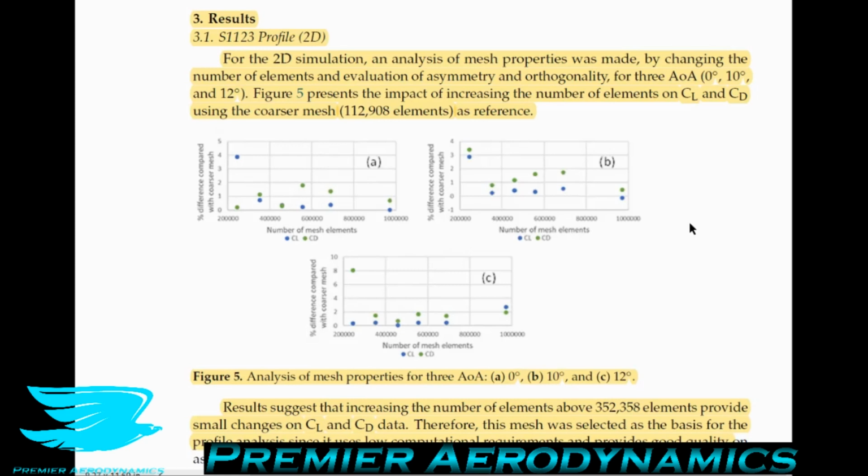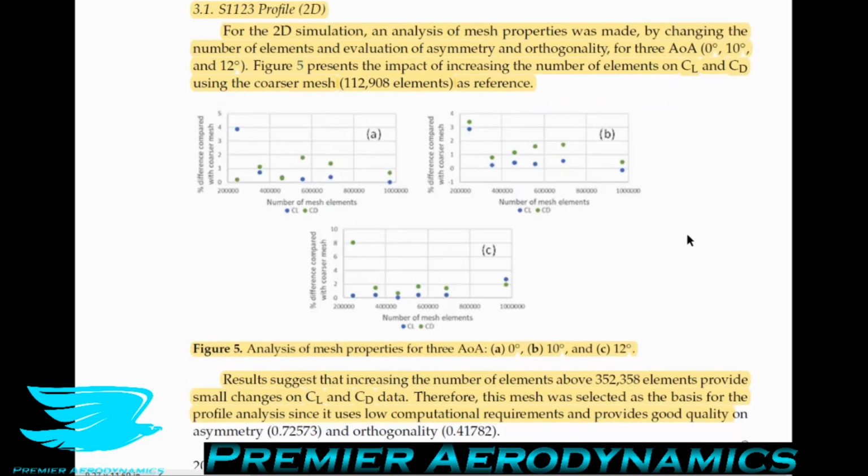At other angles of attack, you do get a bit more of a plateau going on, and you can argue that it's fine because it's within like 1% error. But at 12 degrees, it sort of jumps up to about 2%. So it's getting a little bit worse, and it just depends on what you want to achieve. Here they say, results suggest that increasing the number of elements above 350,000 provides small changes on the lift and drag coefficients. Therefore, this mesh was selected as the basis for the profile analysis, since it uses low computational requirements and provides good quality.